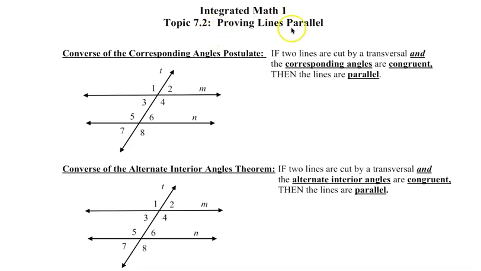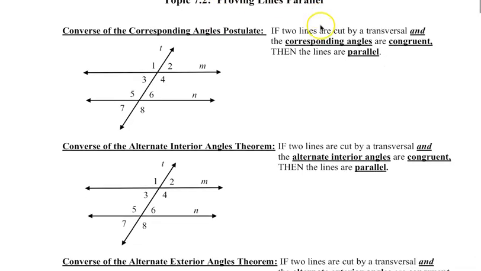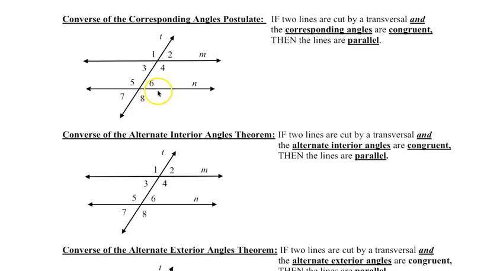In this lesson, we're talking about proving lines parallel. Last lesson, we looked at what it meant if you have two parallel lines. Now we're going to go backwards. If I happen to have corresponding angles that are congruent, that's going to mean that two lines are parallel. We call that the converse of a postulate. It means the backwards is true.